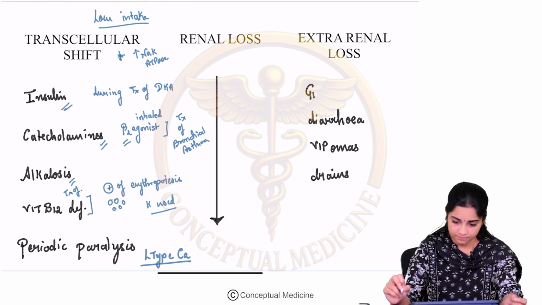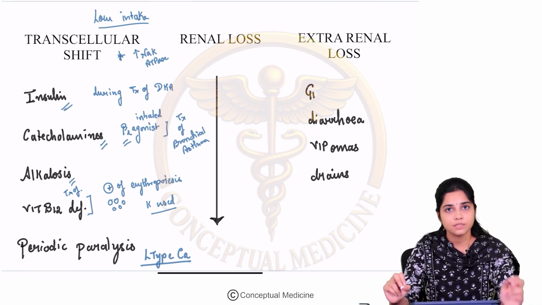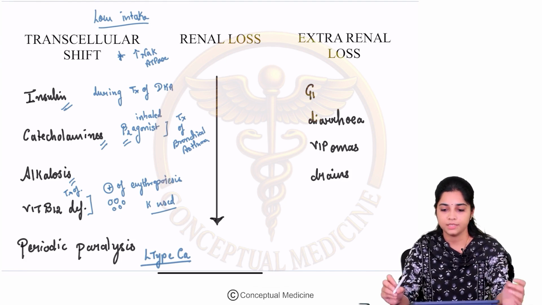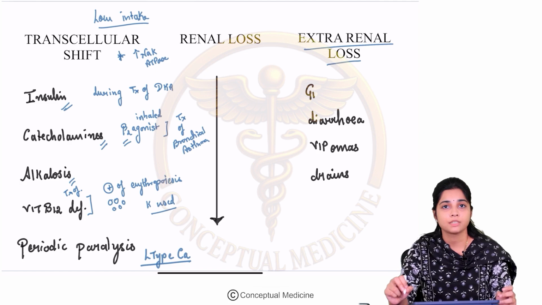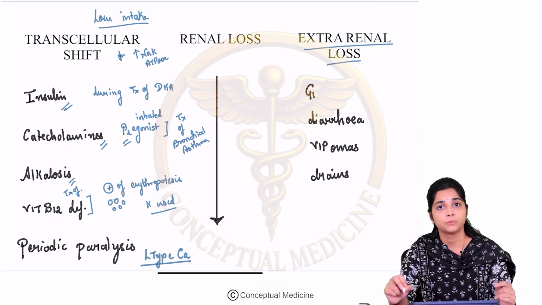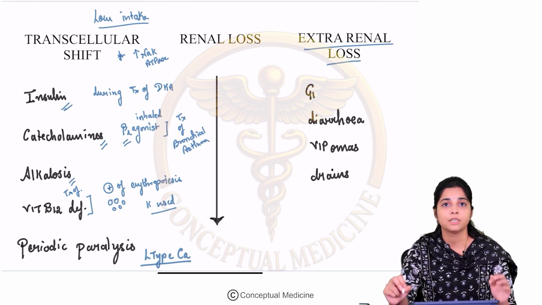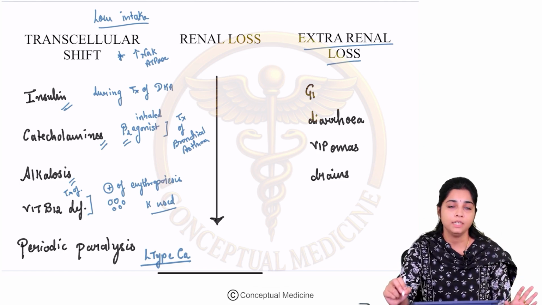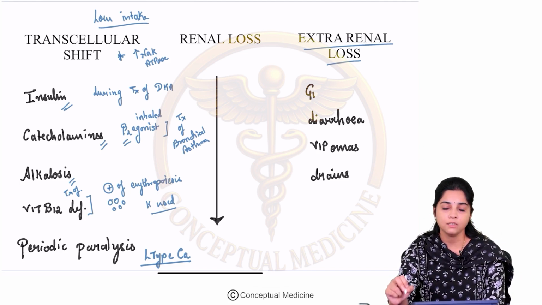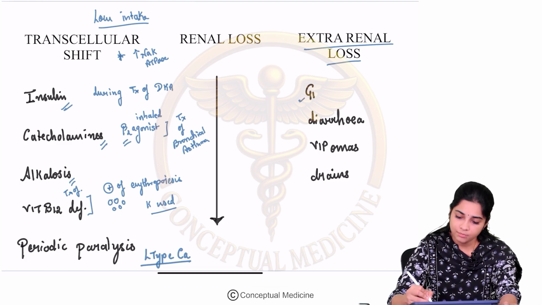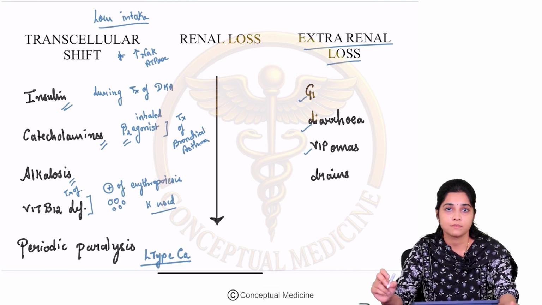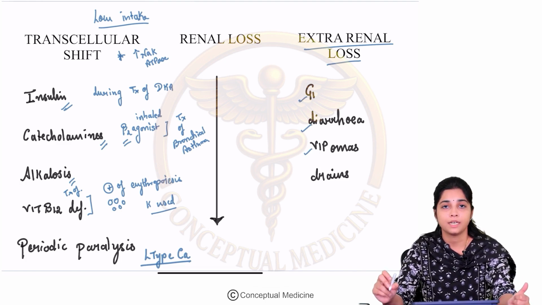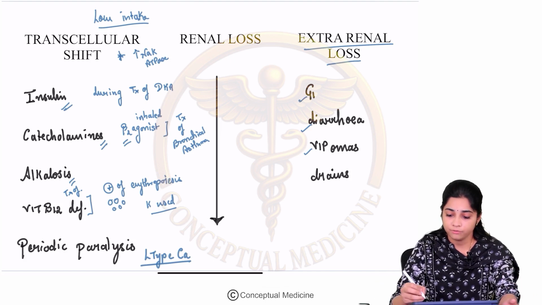Alright, fine. Then renal losses we will look at separately. Let us understand extrarenal loss. Now we have understood there can be transcellular shift, there can be hypokalemia because of poor intake. Now there can be hypokalemia because of loss, which can be from the kidney or from the extrarenal loss. In the extrarenal loss, it can be because of the GI losses such as diarrhea. Then VIPomas. VIPomas are a type of pancreatic or neuroendocrine tumors where there is excessive secretion of VIP.